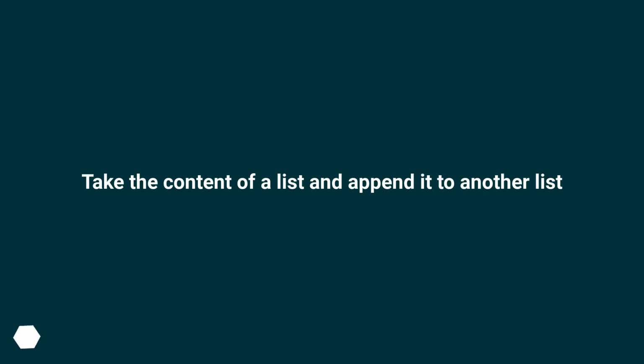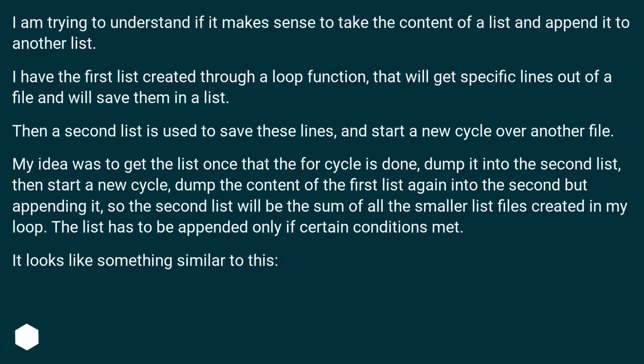Take the content of a list and append it to another list. I am trying to understand if it makes sense to take the content of a list and append it to another list. I have the first list created through a loop function, that will get specific lines out of a file and will save them in a list. Then a second list is used to save these lines, and start a new cycle over another file.